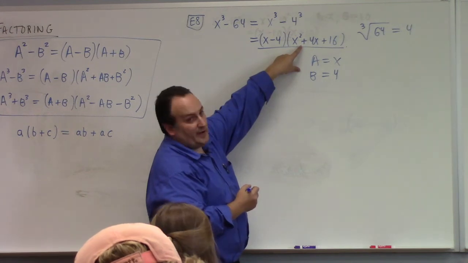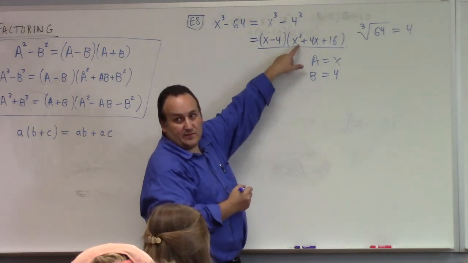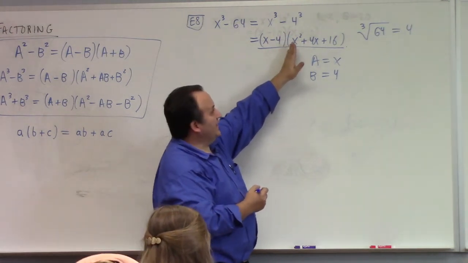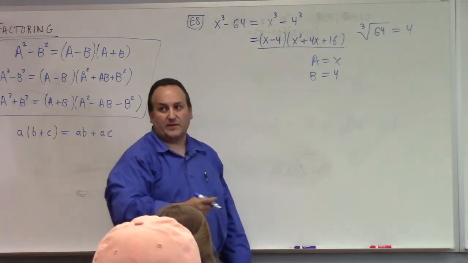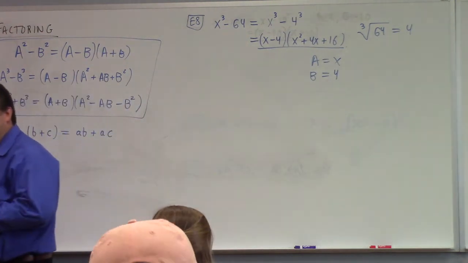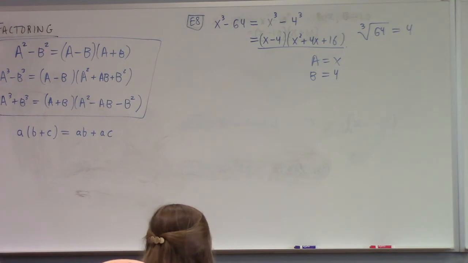This here is going to be prime. Whenever you factor one of these cubics, the quadratic piece in this formula ends up being a prime polynomial. If you don't believe me, you can calculate the discriminant and see it for yourself.